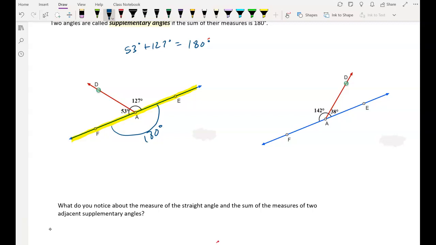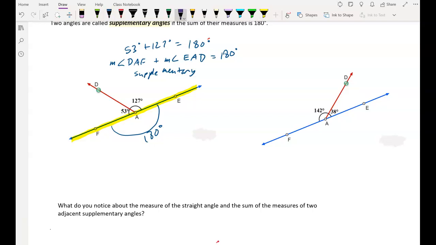So that means that the measure of angle DAF plus the measure of angle EAD is equal to 180 degrees. And that means that they are supplementary. Sorry about the handwriting. Okay.